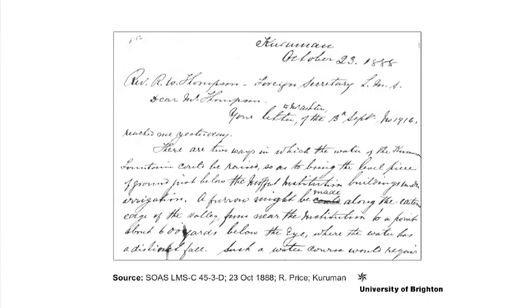This is just an example of one of the sorts of documents. It's from a place called Kuruman in South Africa, from a London Missionary Society mission station from 1888, written by Roger Price, who was one of the missionaries there. It's saying there are two ways in which the water of the Kuruman fountain could be raised so as to bring the level up to ground just below the Moffat Institution buildings. It's a letter describing adaptations and the need for irrigation in a dryland environment.